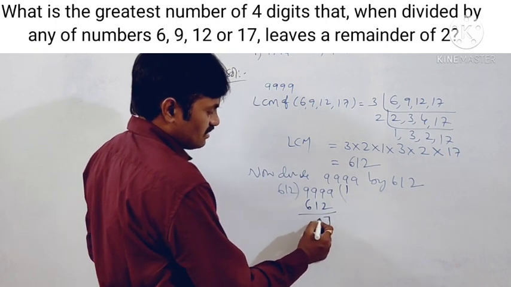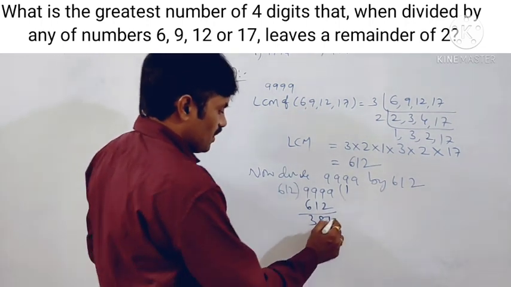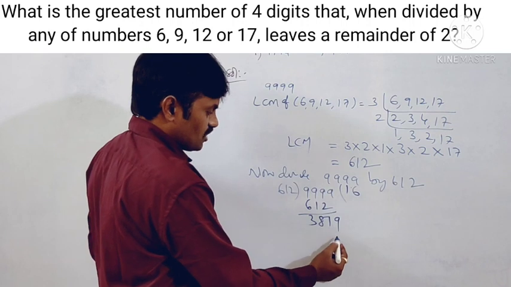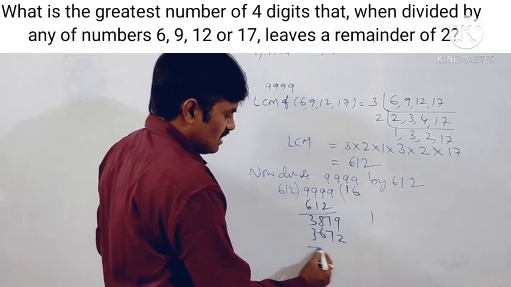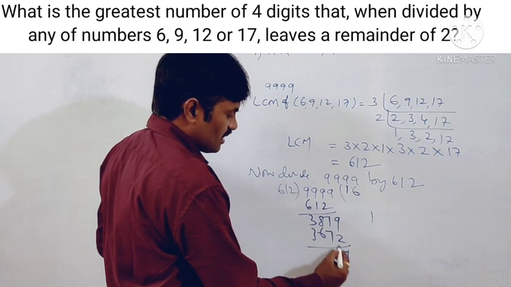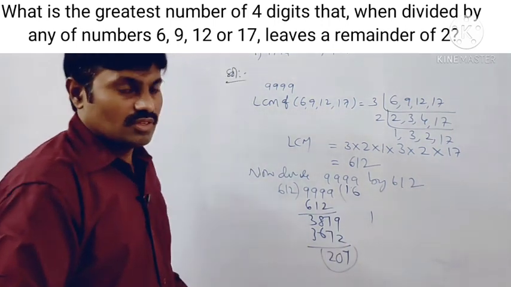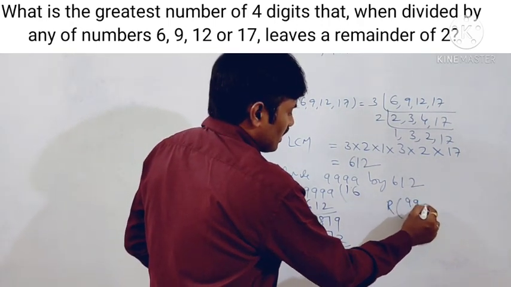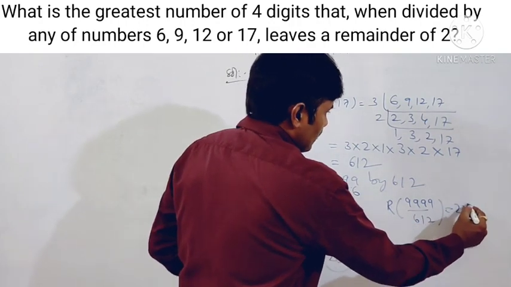Difference is 387. Bring down 9. Okay. So it is possible 6 times. 6 2s are 12, 6 1s are 6 plus 1, 7. 6 6s are 36. The difference is 9 minus 2, 7, 7 minus 7, 0, 8 minus 6, 2: 207. So the remainder when 9999 is divided by 612 is 207.